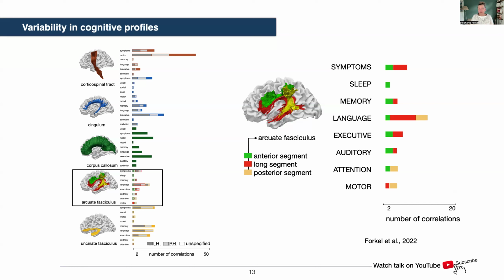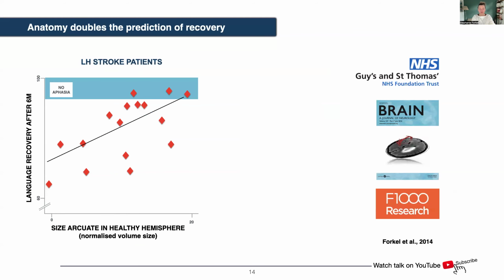Now, let's see what happens when we look at two neurological disorders. The first one is stroke. So in this study, we recruited stroke patients in the acute stage and followed them up longitudinally. And I'm plotting here for you the size of the arcuate fasciculus in the healthy right hemisphere on the x-axis, and on the y-axis, the language recovery 6 months after symptom onset.